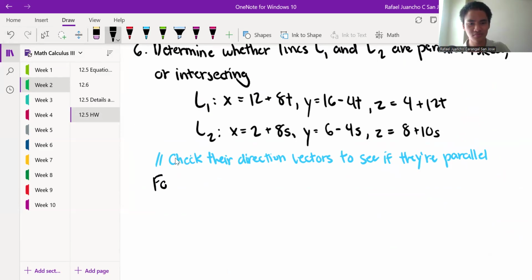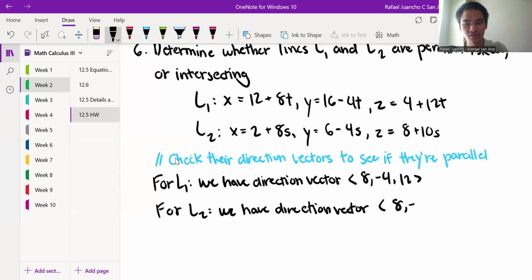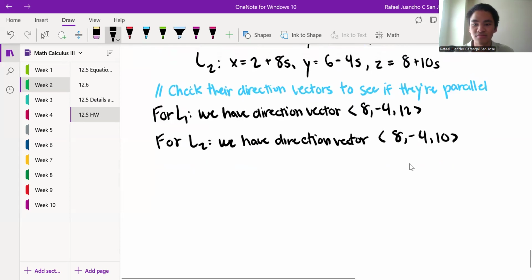Okay, so for L1, we have a direction vector that is 8, negative 4, 12. For L2, we have direction vector that is 8, negative 4, 10. Now, these are not parallel.